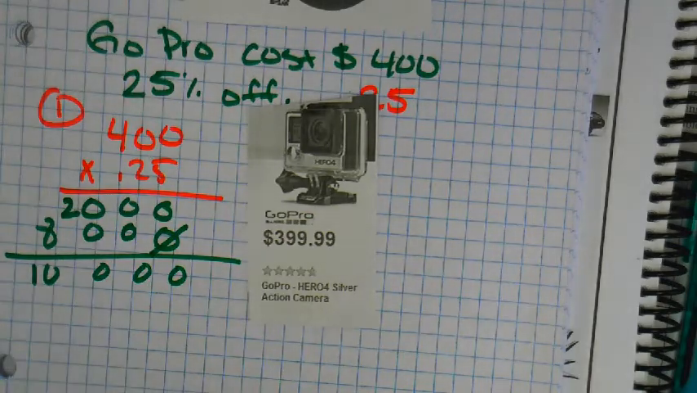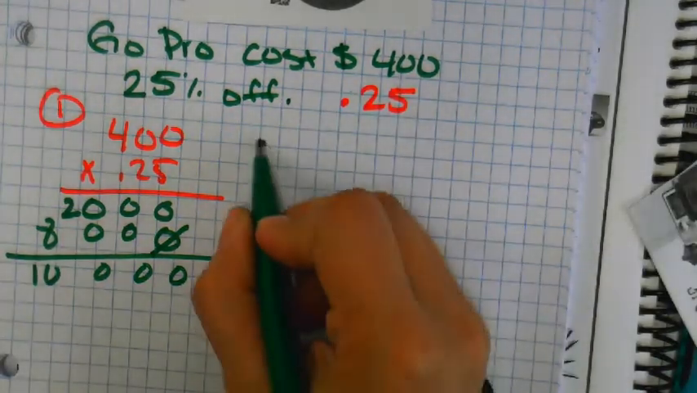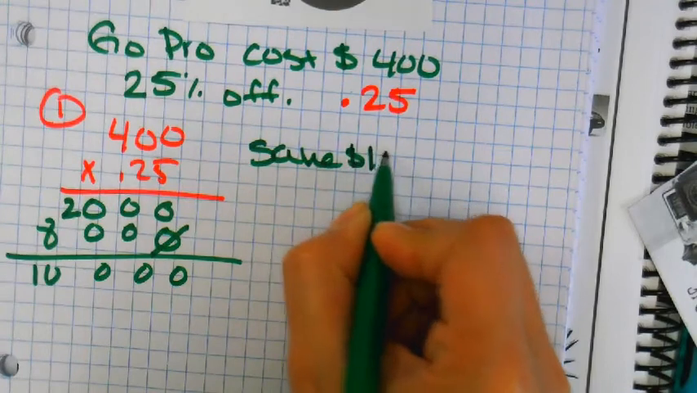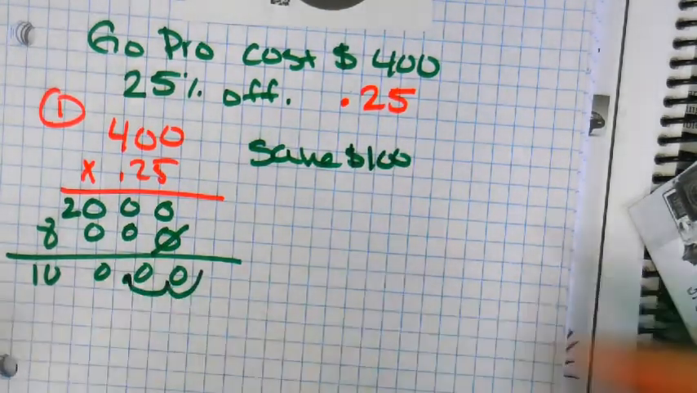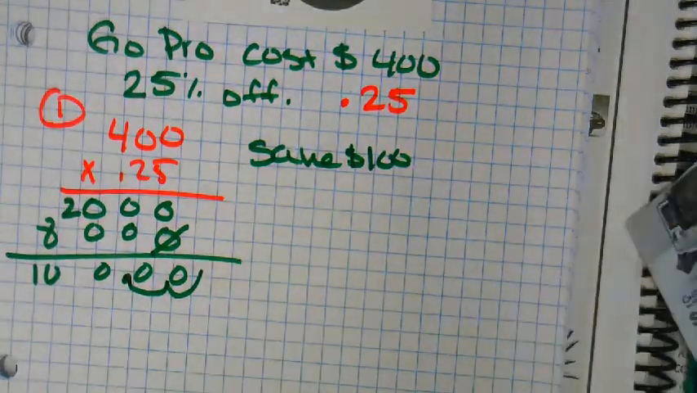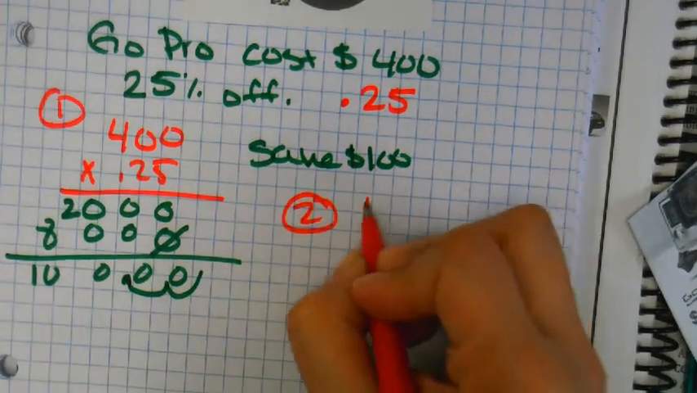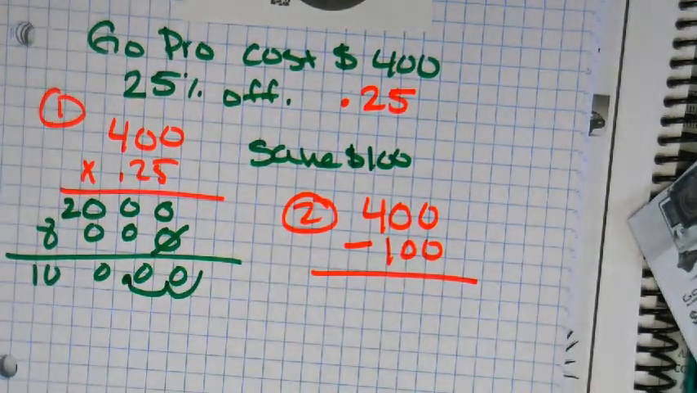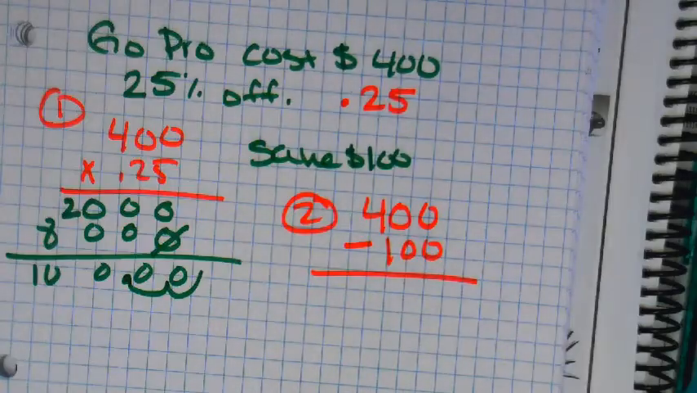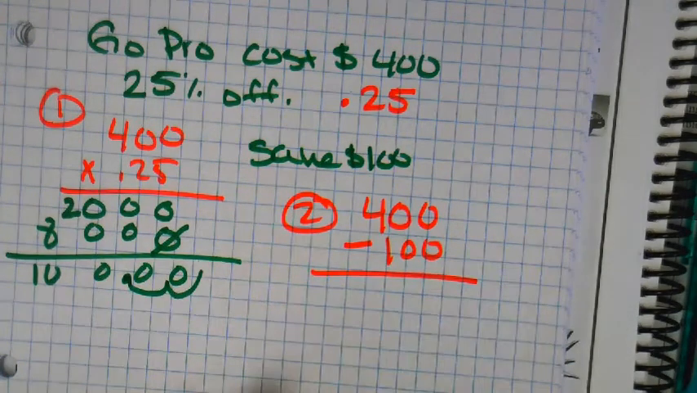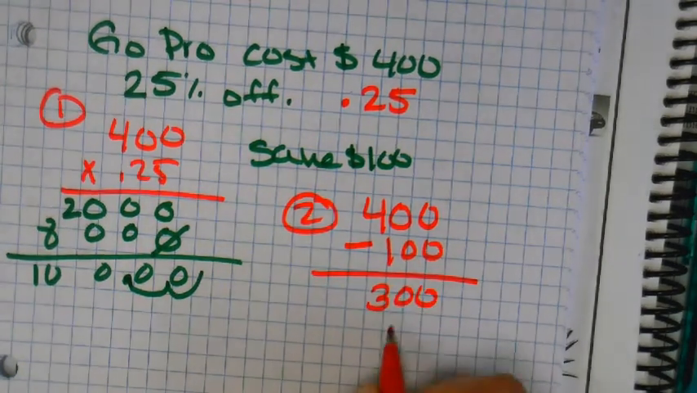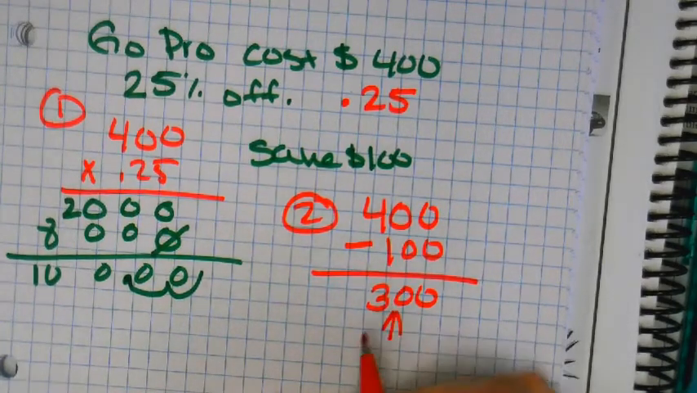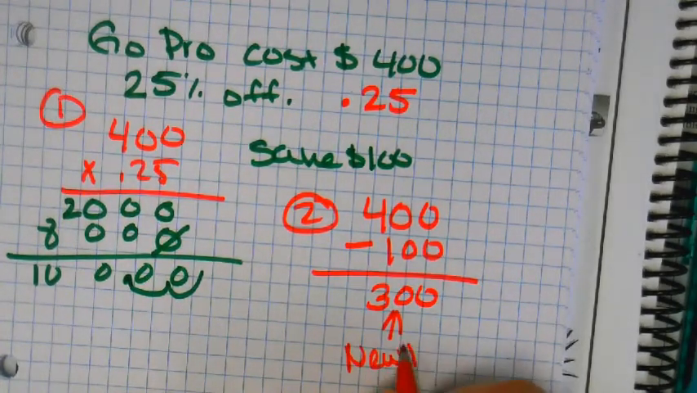So really, how much do I save? 100. Right? Move the decimal. But kids always forget those decimals. So now, step number 2. Take 400 and minus 100. That one's easy, right? Ended up being a pretty easy problem. What's 400 minus 100? 300. And 300 represents my new price.